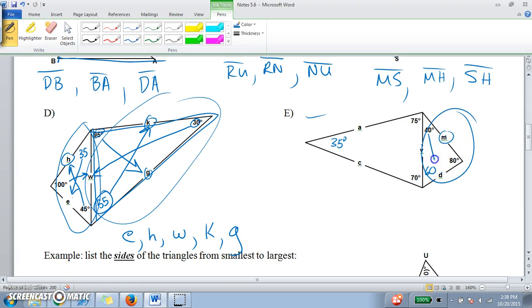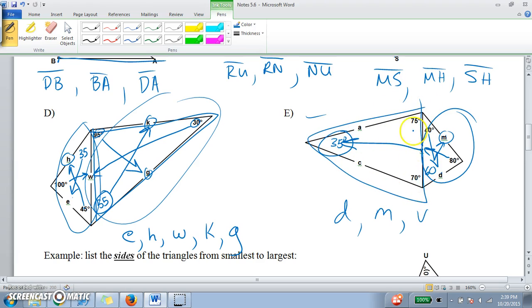So 40 is the smallest angle, which makes D the smallest side. 60 comes next, so M, and then 80 means V comes next. V is also across from 35, which is the smallest angle in the bigger triangle, so we're still in the right order. And then 70 comes next, that's smaller than 75, so A is smaller than C.